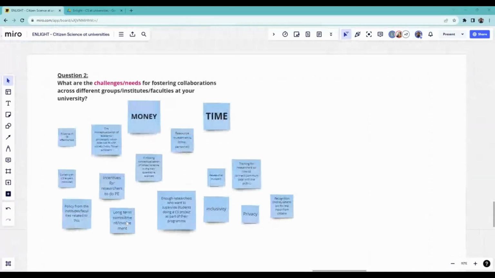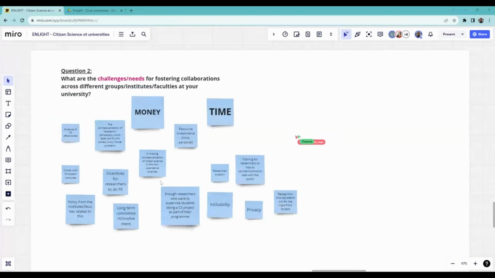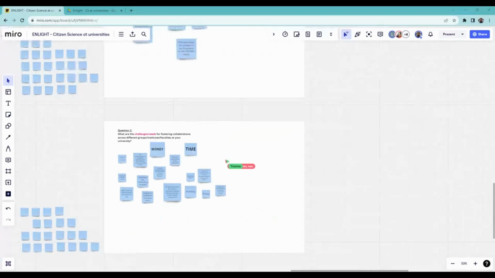I saw in the challenges section that again quite a lot of usual suspects appeared: the need for money and time, and privacy issues that the other groups also covered. Recognition is something that we come across quite frequently, and policies within the institutions, faculties, or across those. So thanks a lot for adding all this. I will stop sharing my screen here and go back to the last slide that we have for today.